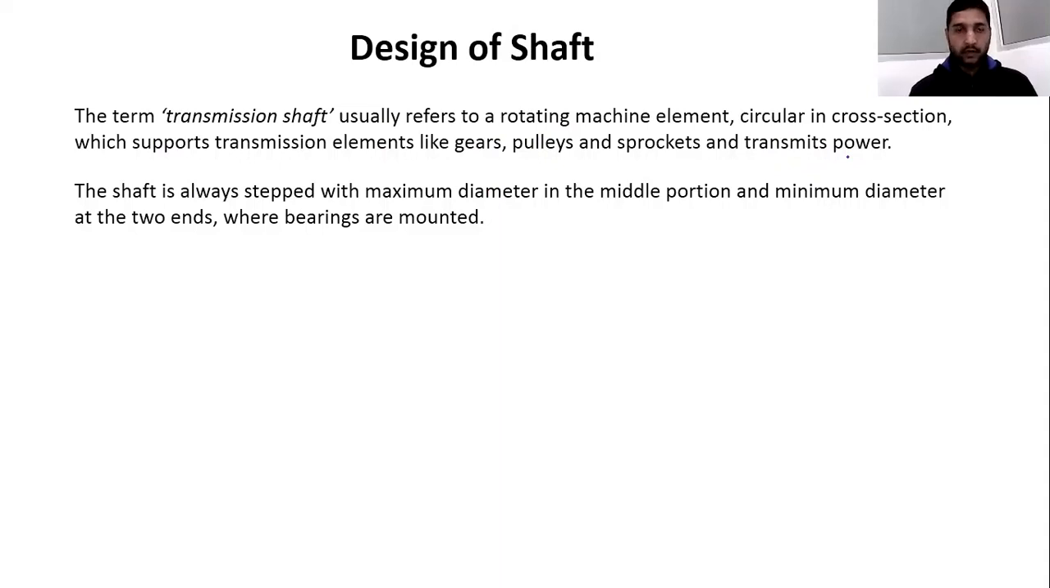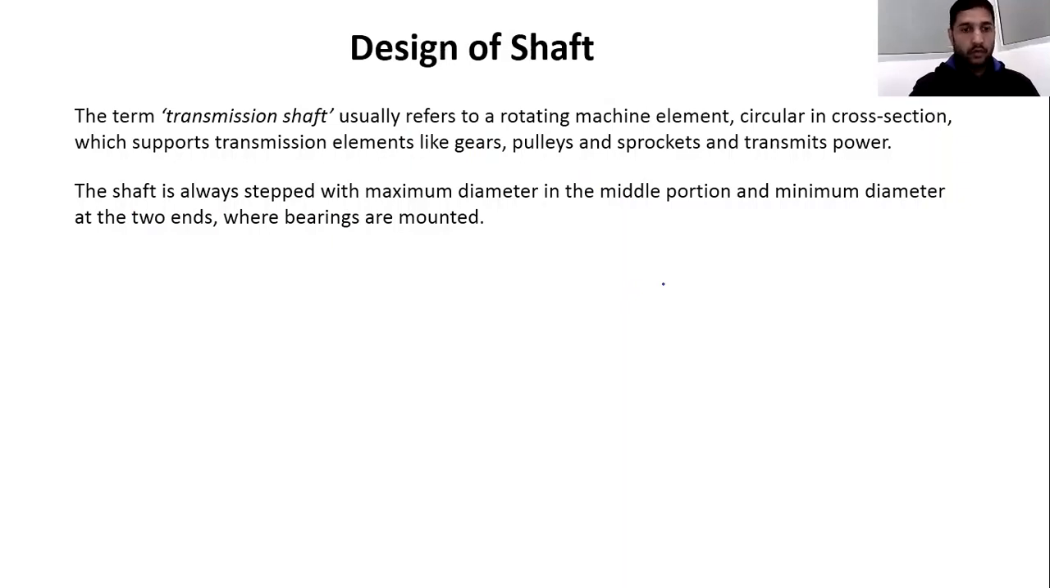As I explained, the shaft is also called a transmission shaft because it carries the transmission elements, like gears, pulleys, sprockets. Due to that, we can call shaft a transmission element, and it is used to transmit the power or the torque. The shaft is always stepped with maximum diameter in the middle portion and minimum diameter at the two ends, where bearings are mounted.